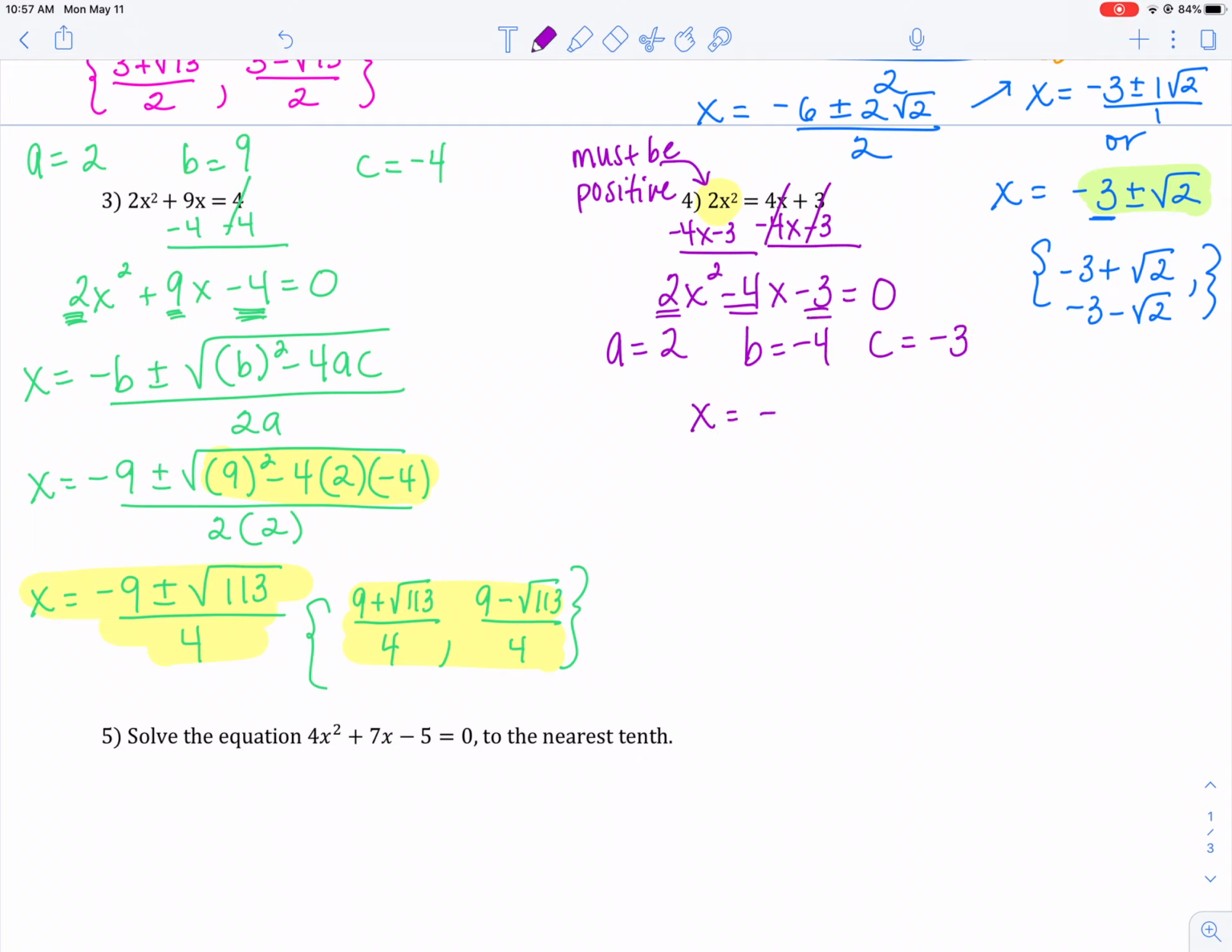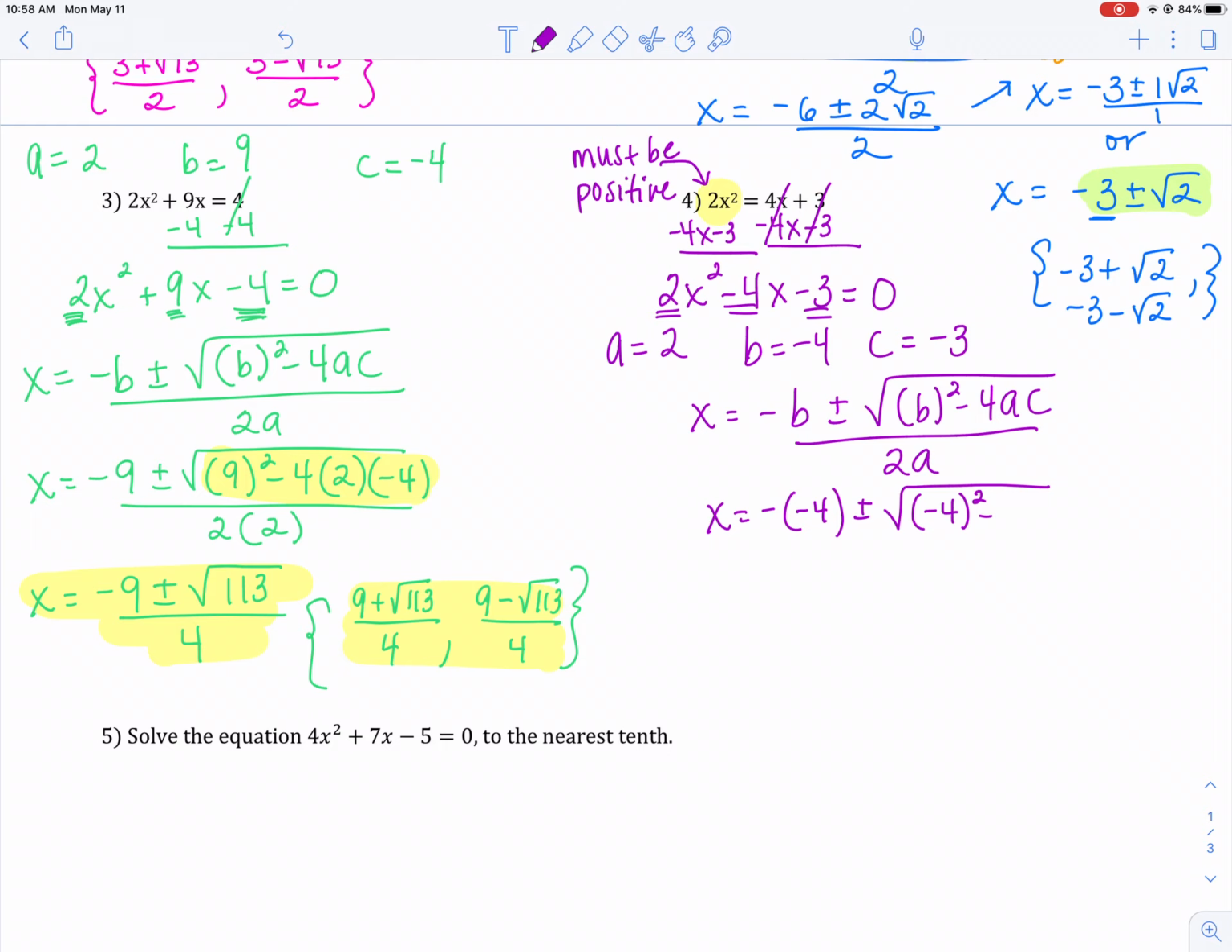So now I'm going to write my formula. X equals negative b plus or minus my square root, b squared minus 4ac over 2a. And I'm going to plug in. Now my b value is negative 4. So when I negate negative 4, I'm going to wind up with a positive there. My b value, once again, is negative 4. I'm going to square it. Minus 4 times a is 2, and c is negative 3. And that's over 2 times a, which is 2.